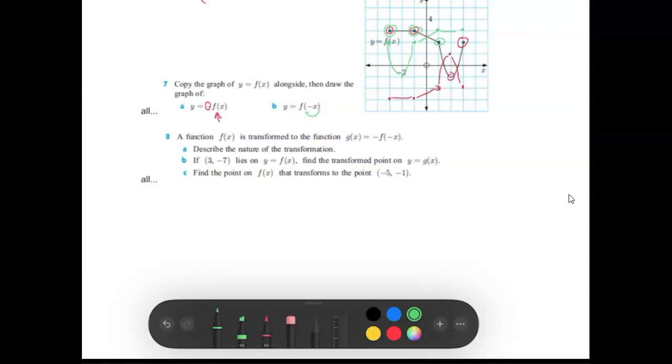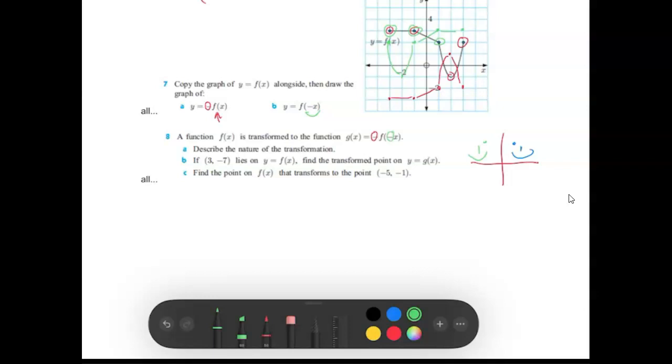Finally, number 8, a function f of x is transformed to the function g of x equals negative f of negative x. Describe the nature of this transformation. Well, look, not only are you doing a horizontal reflection, you're also doing a vertical reflection. So basically, let's see, I'm going to just draw an example for you, okay? So if I have this original function, and first I do a horizontal reflection, it would be here, right?